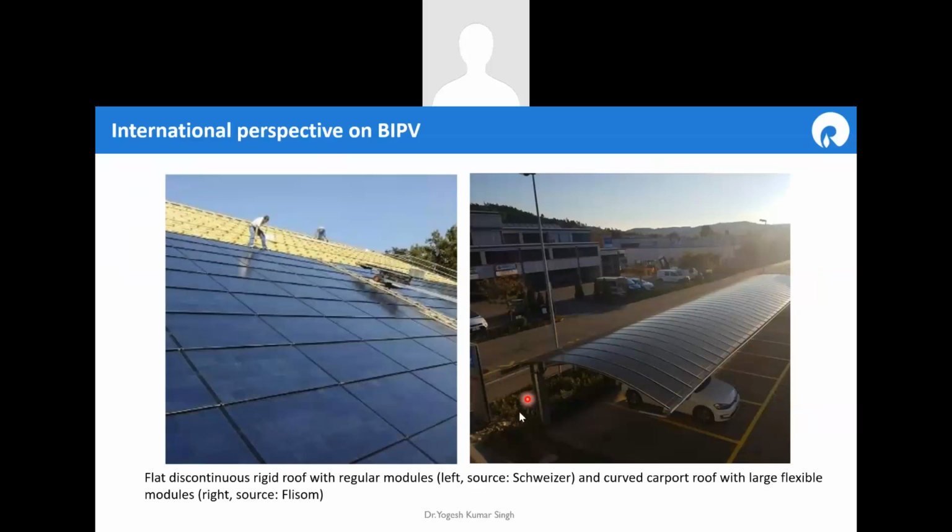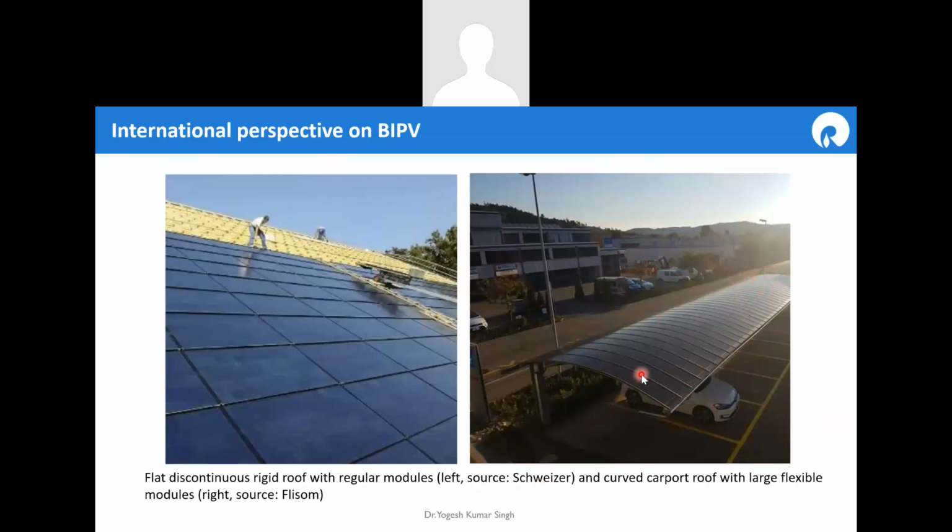This is another example from Switzerland, where they are using it in a car parking area. So at NIT Patna, you can also use it in the car parking area, and you can also develop it as a BIPV system there.